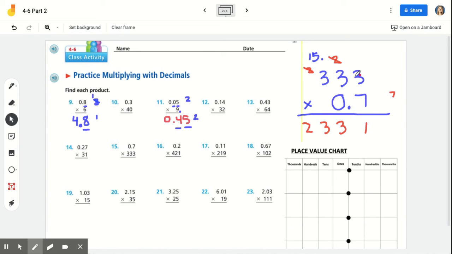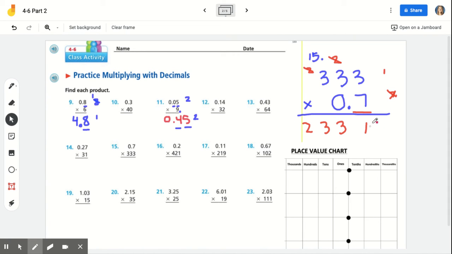That's 333 times 7. Our problem is 333 times 7 tenths. So our next step to solve is to count the number of decimal places in our factors. Our decimal number, 7 tenths, let's underline the one digit that comes after the decimal. How many decimal places is that? 1.